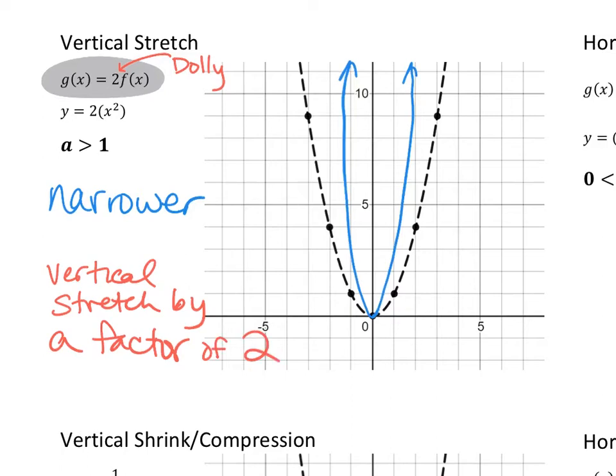How did I get the 2 part of this answer? Because of the 2 in front of the f of x, okay? The 2 in front of the x squared. It's going to show me what the factor is that I'm going to use here. That's how you would answer this question if I showed you this graph or the equation and asked you what transformation this is. You would say, oh, it's a vertical stretch by a factor of 2 because there's a Dolly Parton number in front of it.